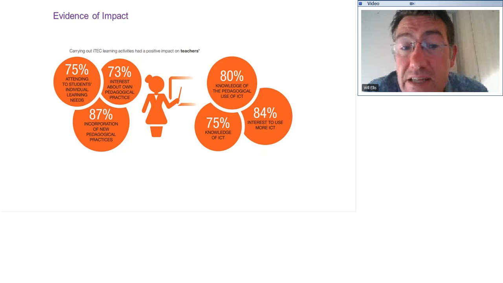So 87% of teachers, for example, said that these learning activities help them to incorporate new pedagogical, new teaching practices in their teaching. 75% of them said their knowledge of ICT increased by using these learning activities, but 84% were more interested in using ICT. So clearly great benefits simply from adopting and using some of these learning activities.